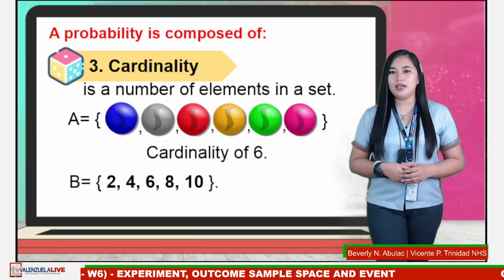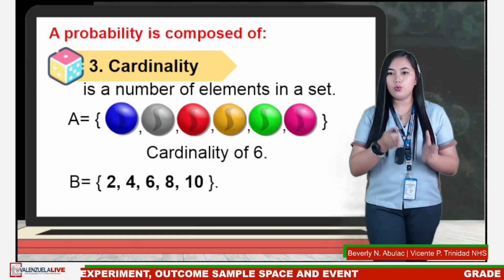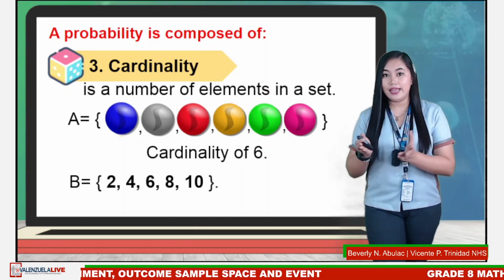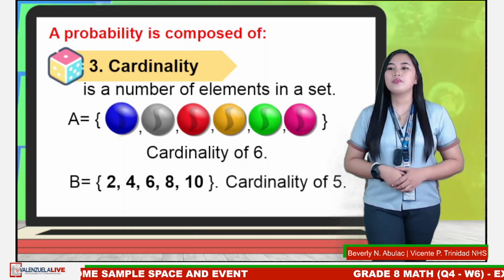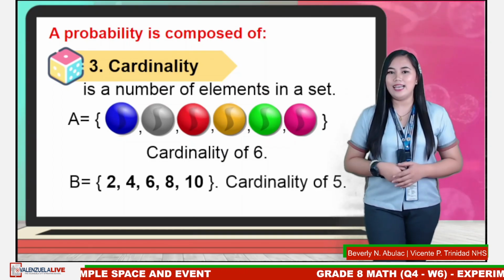Another, set B consists of even numbers 2, 4, 6, 8, and 10. It consists of 5 elements. Therefore, set B has a cardinality of 5.